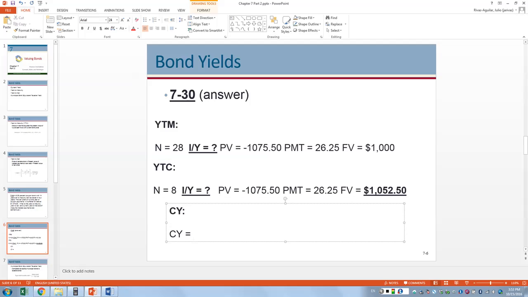Now, current yield is equal to the yearly coupon divided by the price. And in this case, we have a yearly coupon of $52.50, and the price is 1075.50, right?